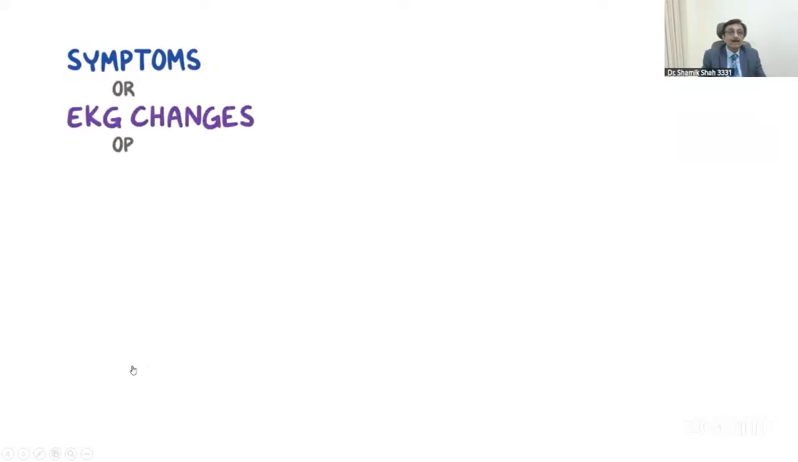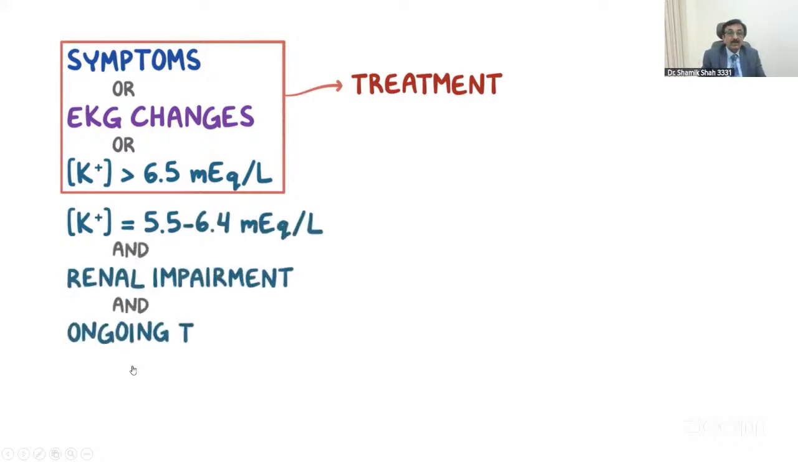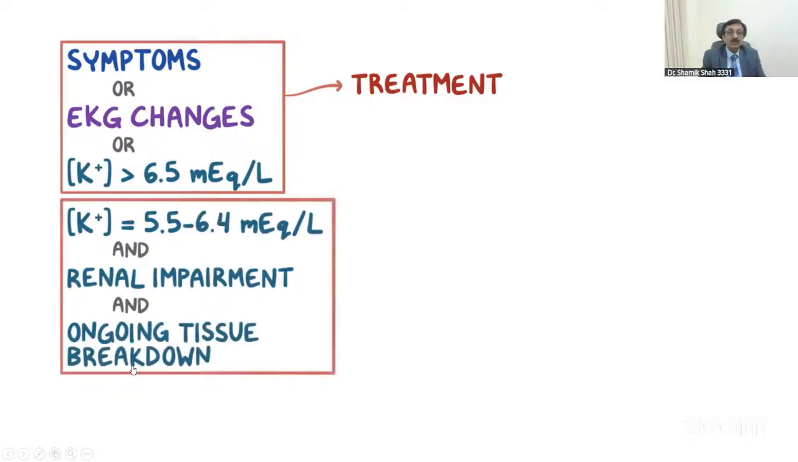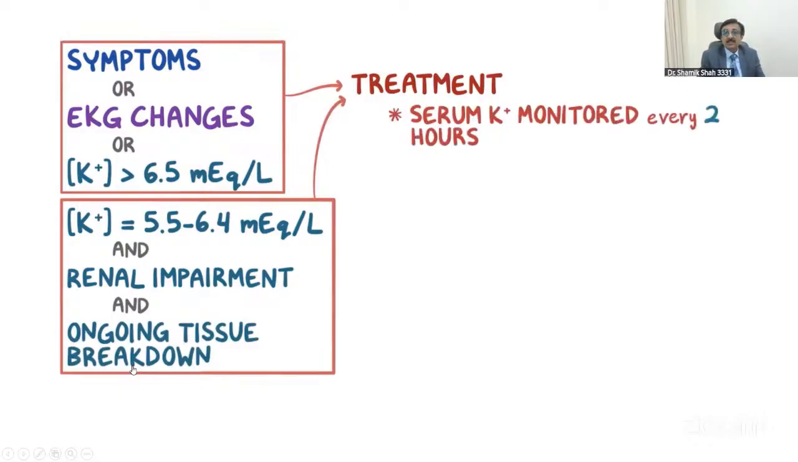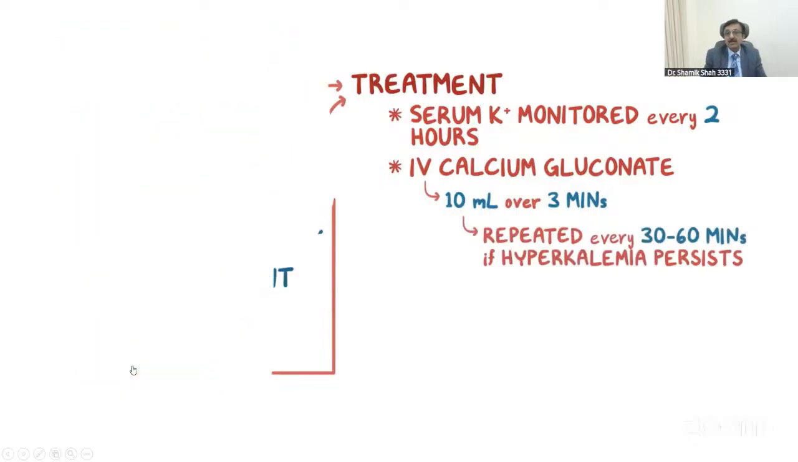What are the indications for treatment? When the patient is symptomatic, or when there are EKG changes, or the potassium is more than 6.5, treatment is urgent and life-saving. Or in a patient whose potassium is between 5.5 and 6.4, but the patient has renal impairment and ongoing tissue breakdown. In both of these scenarios, the treatment should be immediate. Whenever we are giving the treatment, of course, it goes without saying that serum potassium needs to be monitored every 2 hours. We start with IV calcium gluconate, give 10 ml of 10% calcium gluconate over 3 minutes, and we repeat this every 30 to 60 minutes if hyperkalemia persists.